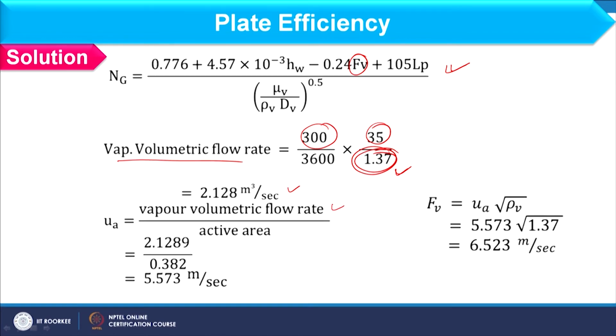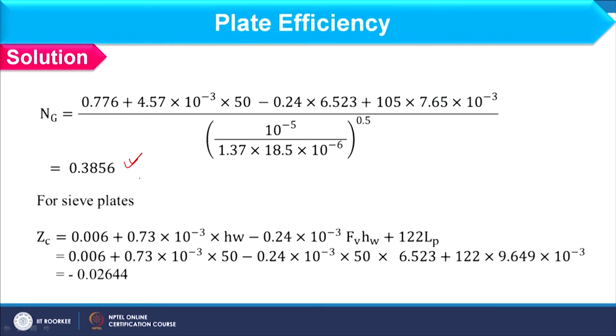And considering the vapor volumetric flow, you can calculate the UA parameter, that is the vapor velocity, by dividing this with the active area, and active area you have already calculated. So, UA value you can obtain as 5.573 meter per second, and so you can calculate the FV value. Fine. Now, you have all parameters based on which you can calculate the NG value, and so NG value you can obtain as 0.3856. Okay. And next we have to find out NL, and for that I need ZC.